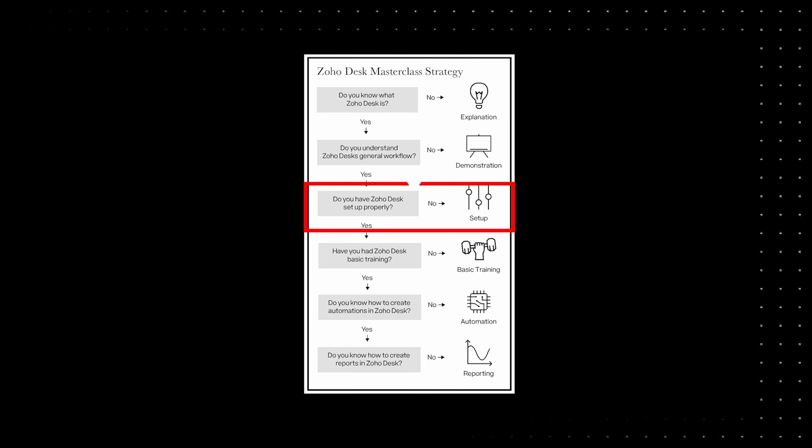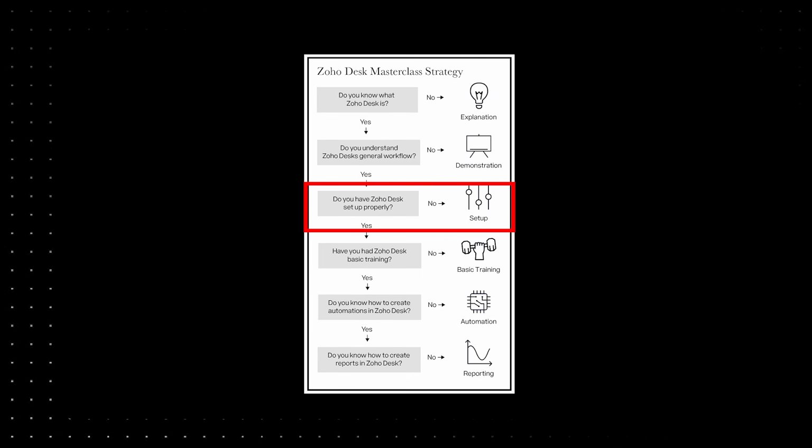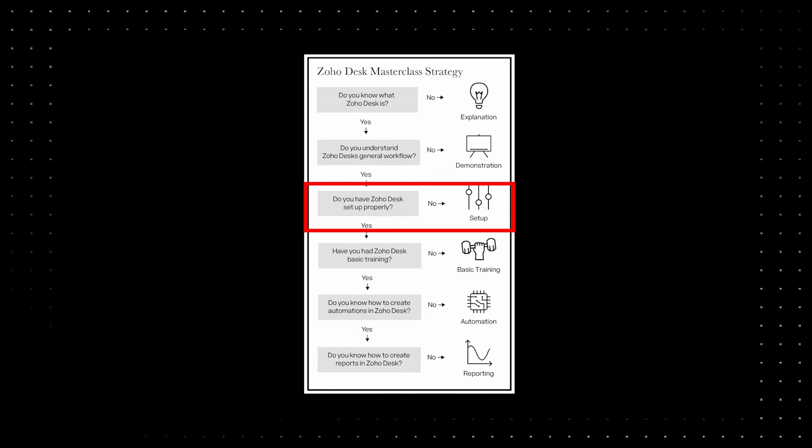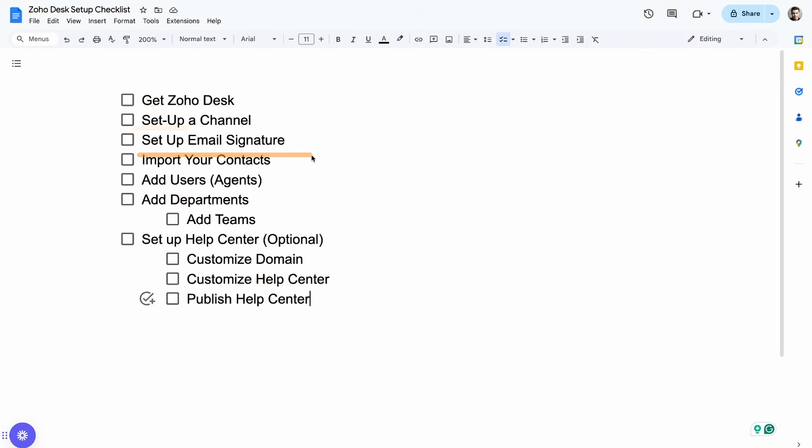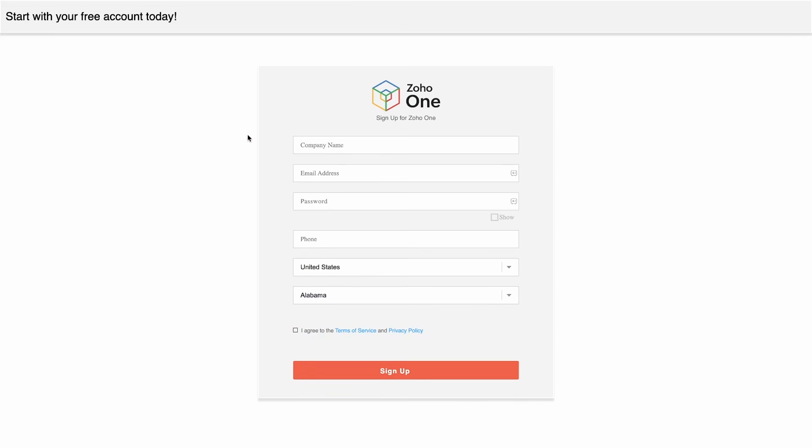Let's go over Zoho Desk setup. I can tell you right now, if you're able to check off the box for each of these items, you are ready to go with Zoho Desk. So the first thing is you need to get Zoho Desk. And the best way to get Zoho Desk is by using the link in the description below and starting with a free account of Zoho One.